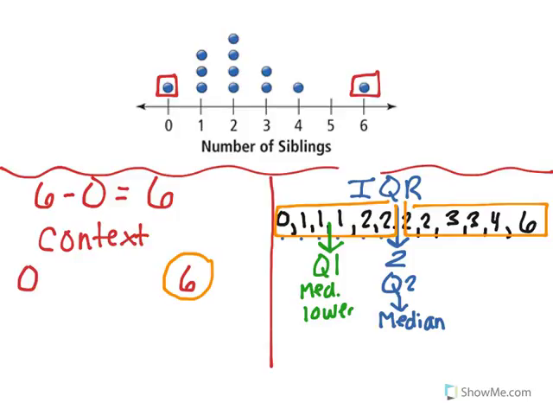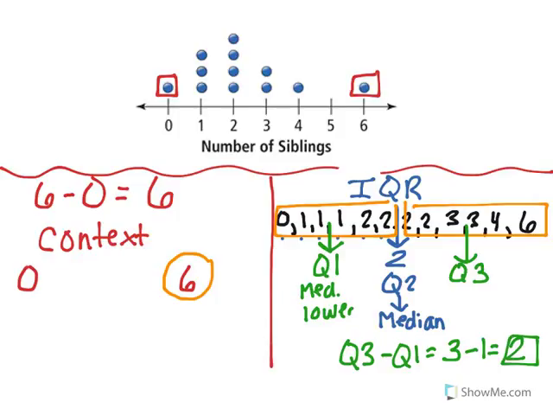And Q3 is just the median of the upper half. So I've got a 2, 2, 3, and then a 3, 4, 6. So this is going to be the median of my upper half, which we're going to call Q3. So what I'm seeing now is that to find the IQR, it's really taking Q3 minus Q1, which in this case is the number 3, minus the number 1, and it's giving us a 2. You're going to see a significant difference here.